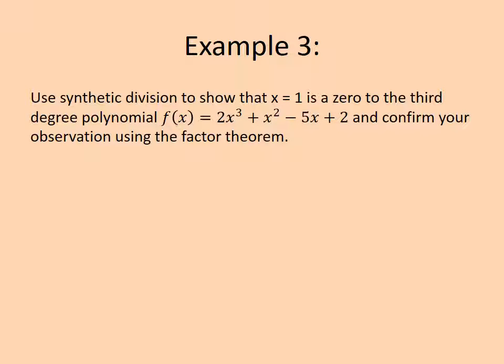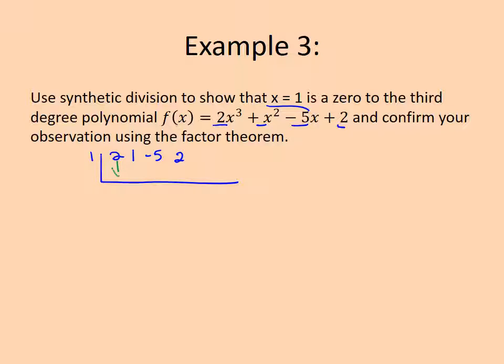To use synthetic division to show that something is a 0, you need to have no remainder. So let's do synthetic division. Since 1 is my 0, I'm going to put a 1 on the outside, and then this is already written in standard form. So I'm going to do 2, 1, negative 5, and 2.